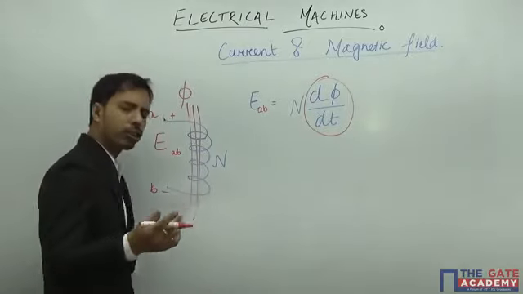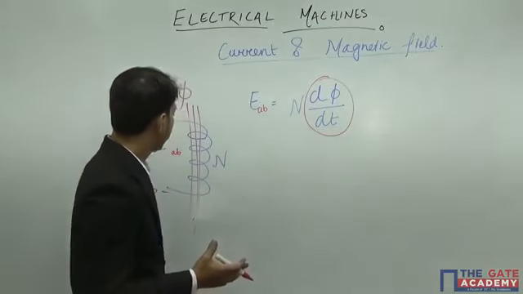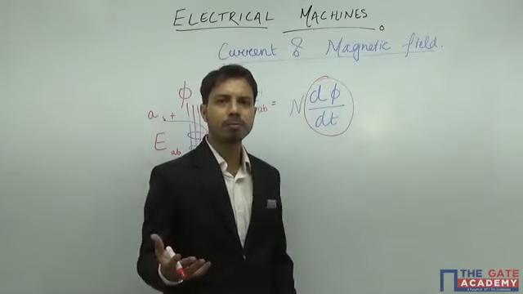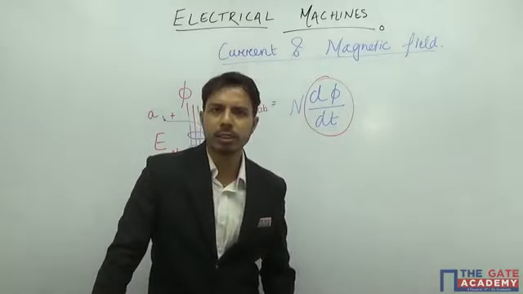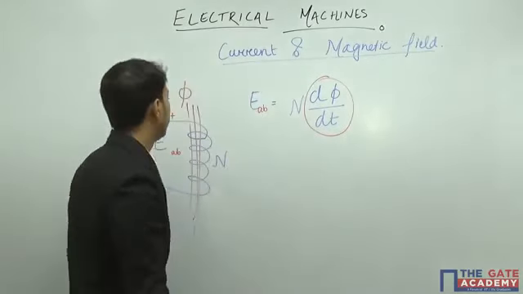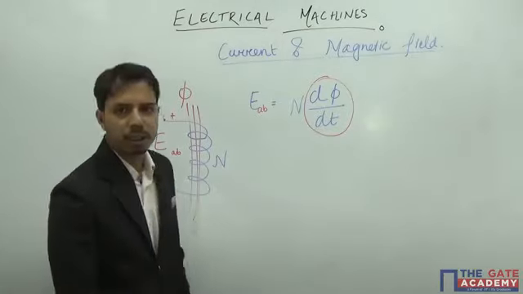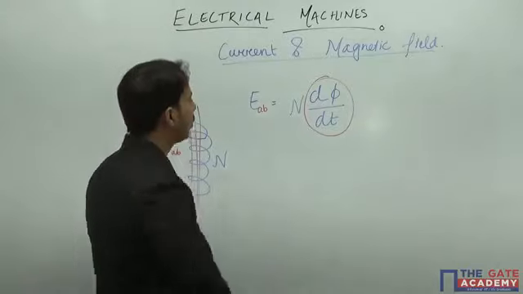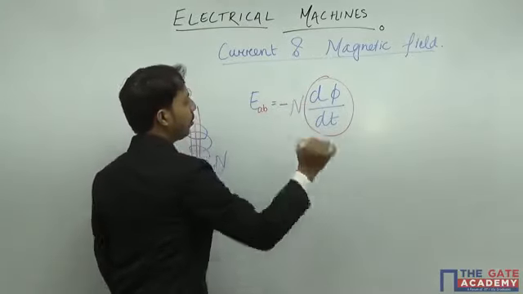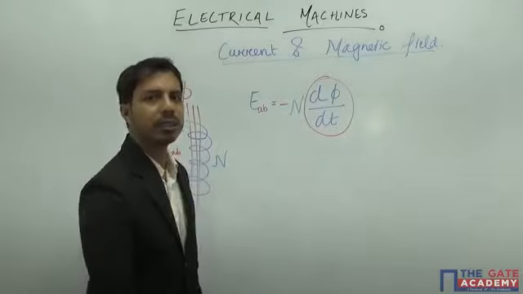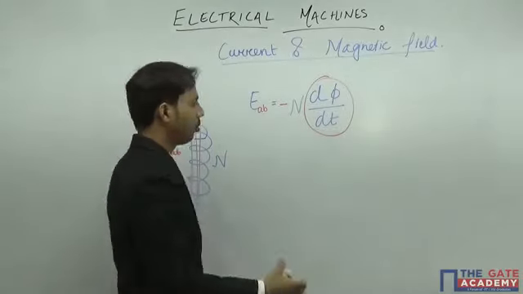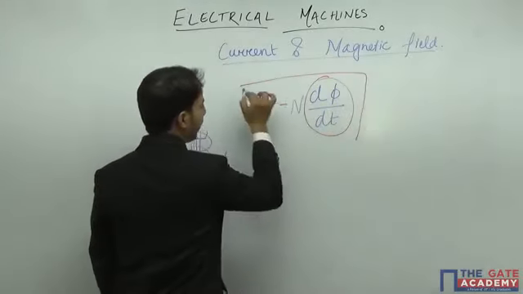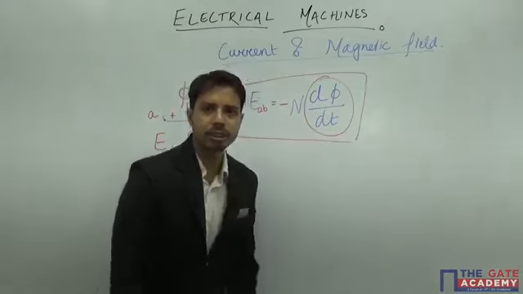And what Lenz's law says is that the effect will be opposing the cause. So here the effect is nothing but that EMF which is induced, and the cause is the change of flux linkage. So that means I'll have a minus sign here. That means it is opposing the change of the flux. So this complete together, I can say as Faraday's and Lenz's law.